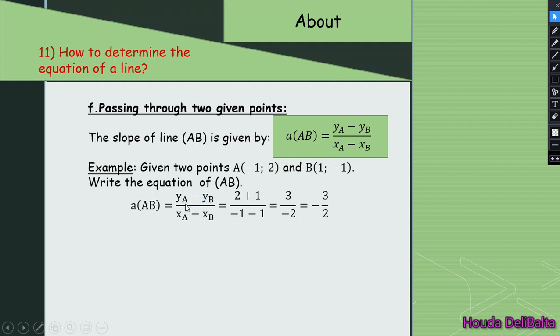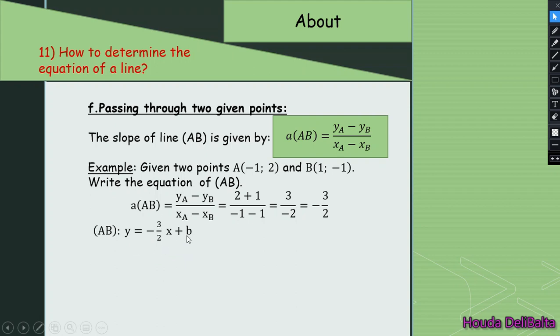It is YA minus YB over XA minus XB, and I start evaluation. YA is 2, YB is -1, 2 minus -1 will give +1... sorry, 3. XA is -1 and XB is 1, then I will get -1 minus 1, which is -2. Then it is 3 over -2, which is indeed -3 over 2. And by this, I found the slope. I still have to find b as usual. The line AB is then written as y equals -3 over 2 x plus b.